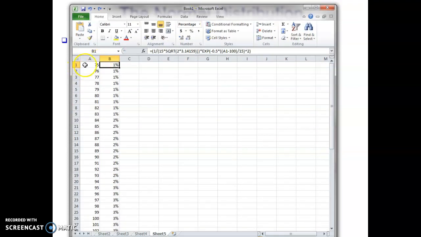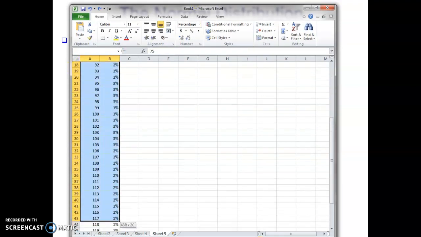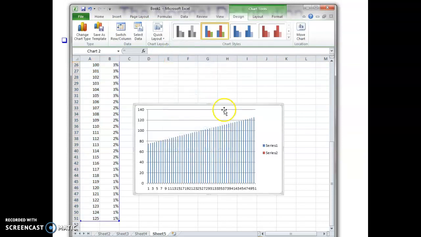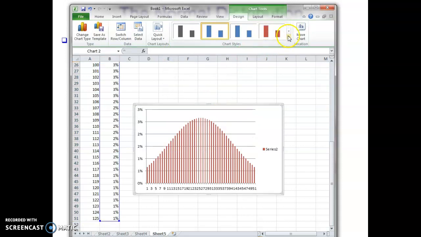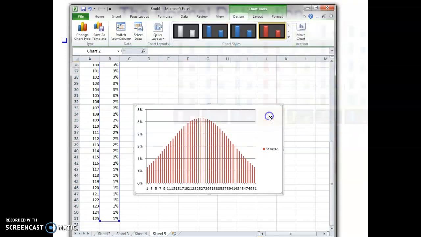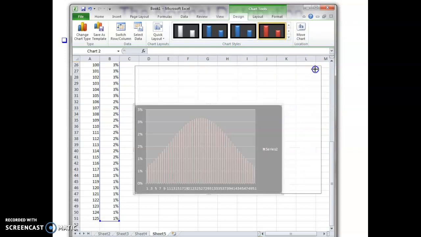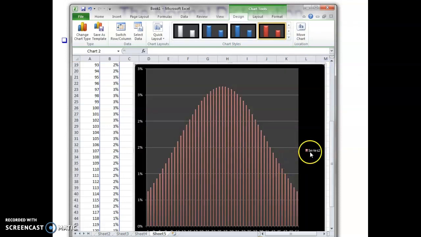Now, if we do this correctly, we should get the normal bell-shaped kind of distribution. So we're going to scroll over our data. We're going to go to Insert, Column. Okay, put this in here. We're going to get rid of those bars that don't matter. Okay. That looks like we're on the right track. Okay. And make this a little bit bigger. Okay. Clean it up a bit.